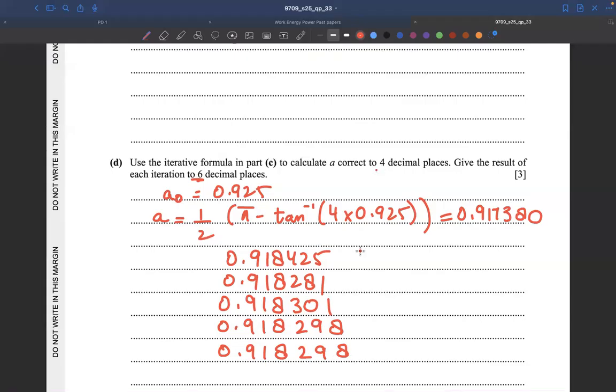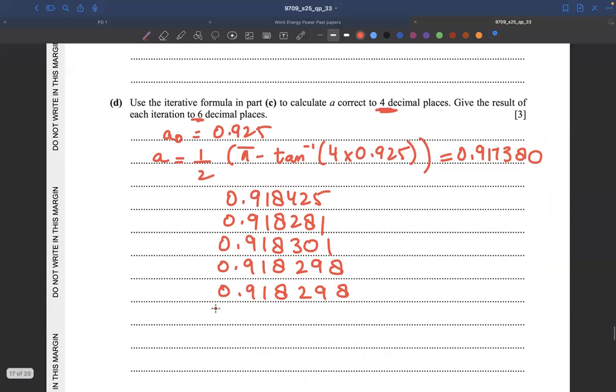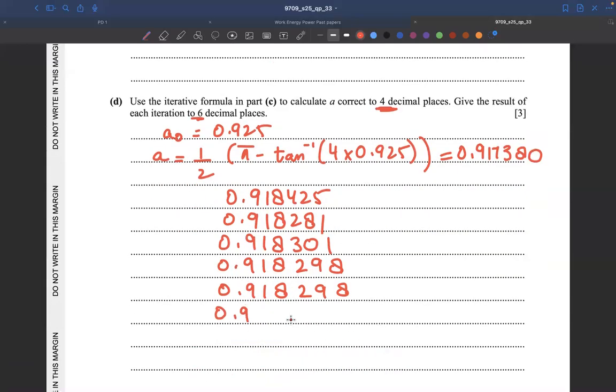As we have to give our final answer for a correct to 4 decimal places, to 4 decimal places we are getting 0.9183 consistently now. Even if I keep on substituting this, we are still getting the same answer. So the final value for A would be 0.9183.